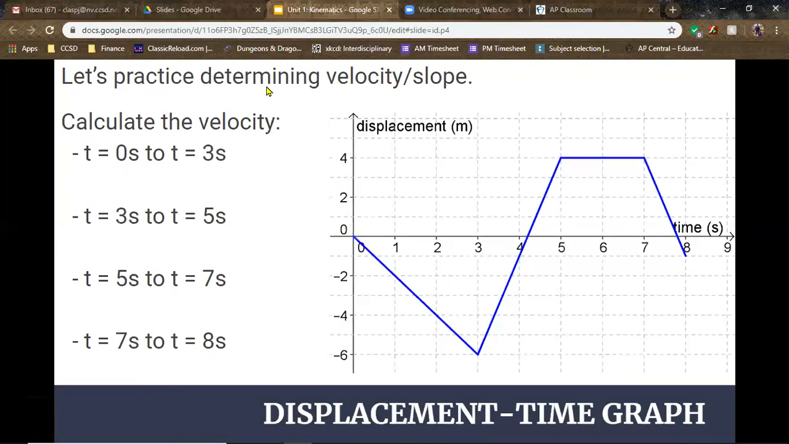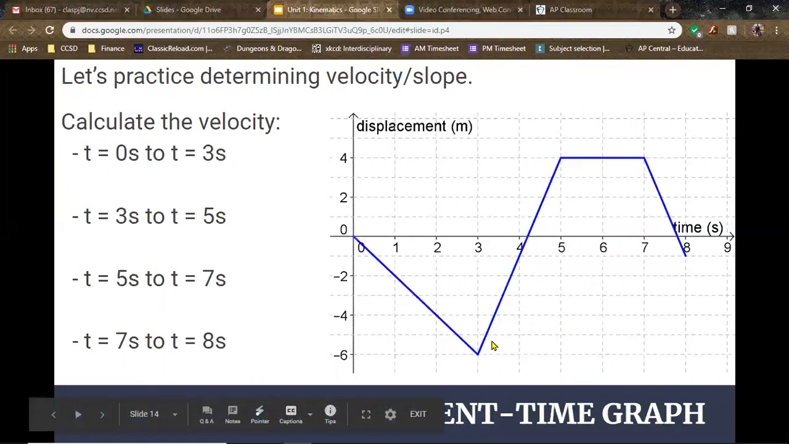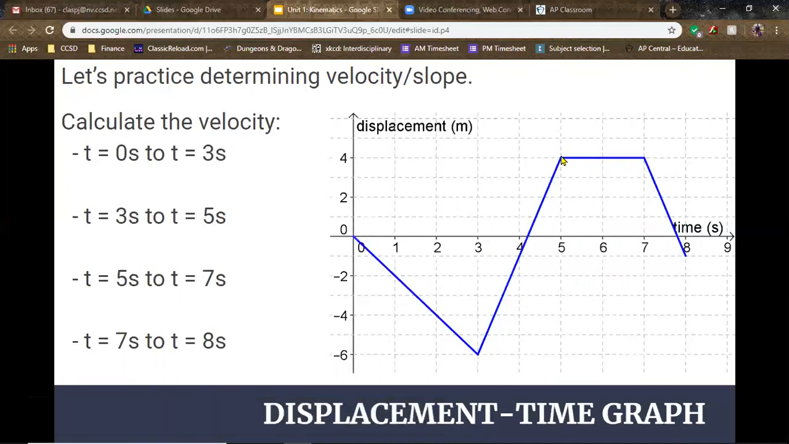So let's practice determining velocity and slope. I want you to go ahead and calculate the velocity from 0 to 3 seconds. Then calculate the velocity from 3 seconds to 5 seconds. And then from 5 seconds to 7 seconds. And then finally from 7 seconds to 8 seconds. Let's go ahead and pause the video. Actually, I'm not going to pause it, I'll just be quiet for a little bit. But if you need some time, you can go ahead and pause the video to do those calculations. So go ahead, let's take some time to do that.